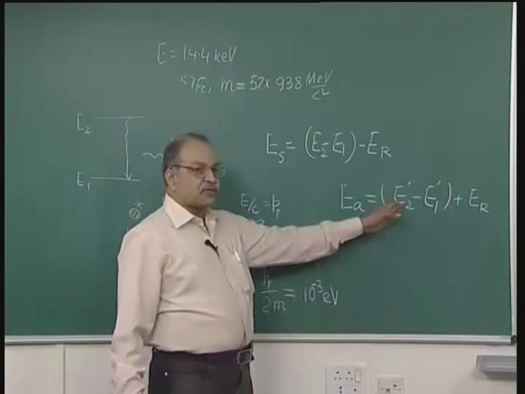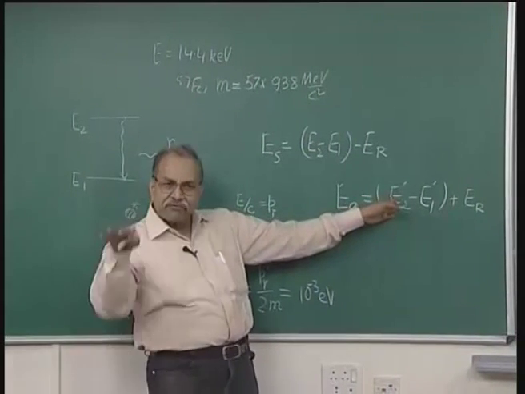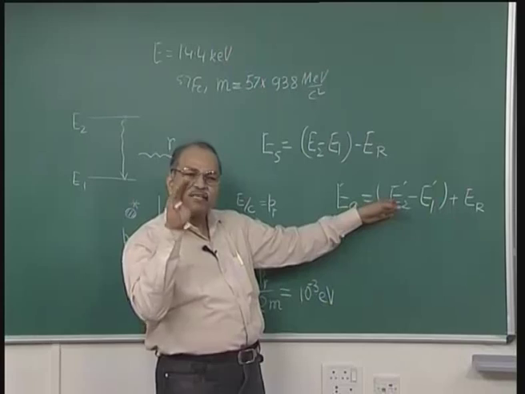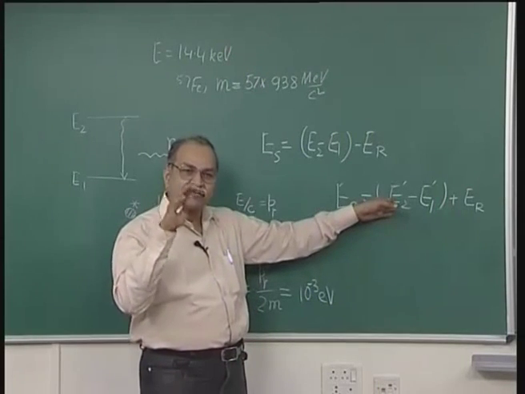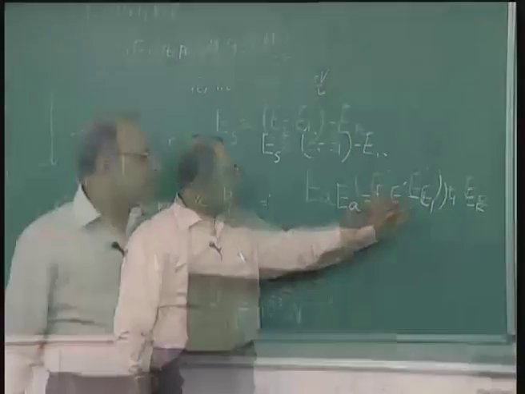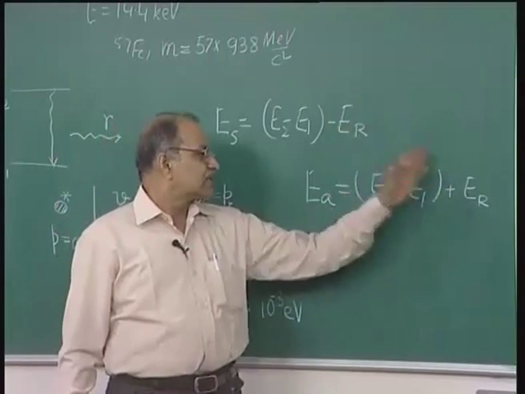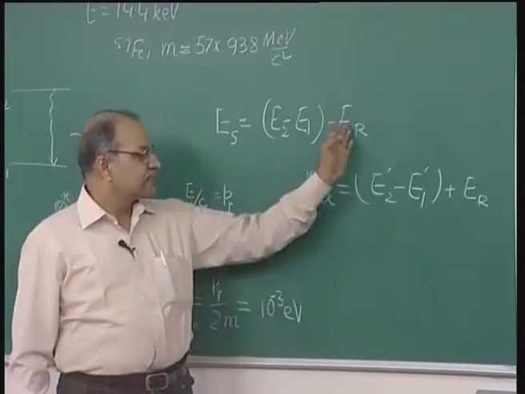The slight difference is because the absorber nucleus is in a different solid. So, there are some changes of the order of 10 to the power minus 8 electron volts, but I am not concerned with that, because this is much larger than that, this is around 10 to the power minus 3 eV.